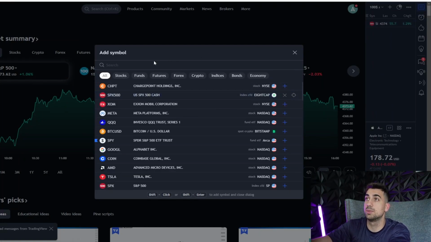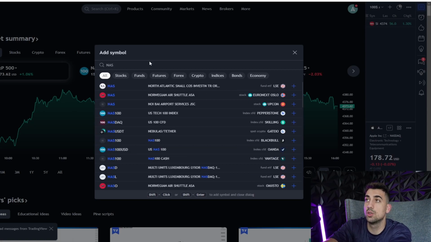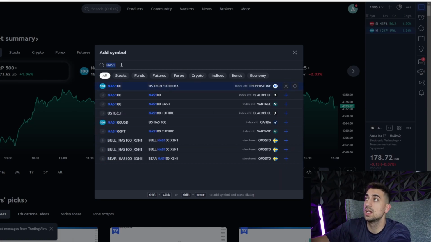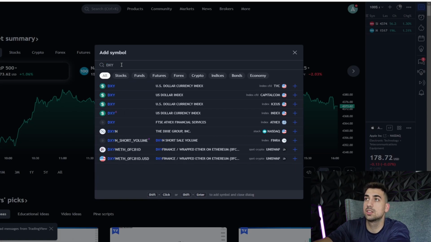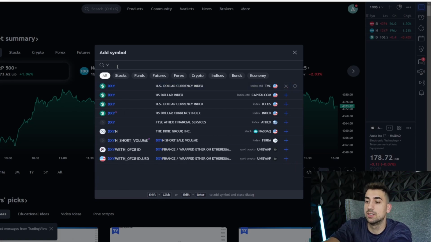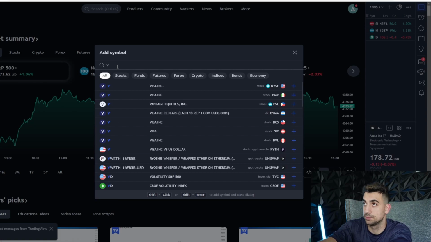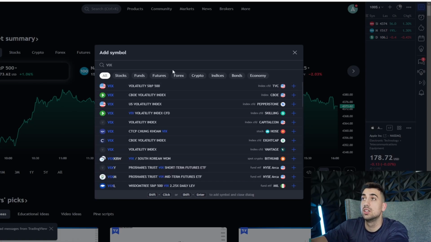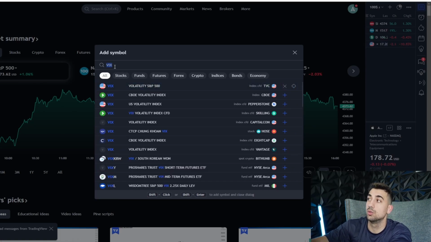So first of all, SPX. Then we're going to go with QQQ, or the NAS 100. That's what I like to look at. Then DXY, because you've got to know what's going on in the market. Then the VIX, so volatility. And then lastly, 1 ticker of your choice. In this example, I'll use Tesla.